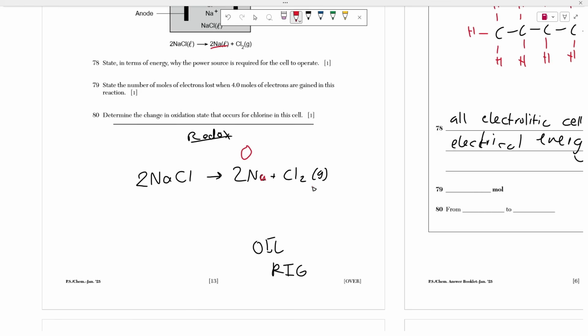And the same thing goes with chlorine. Chlorine is Cl2, it's diatomic, and it's a gas, right? This is also in its natural state. So we put this as 0. It's elemental. It's not combined with anything else other than itself, which means that its oxidation state is 0.